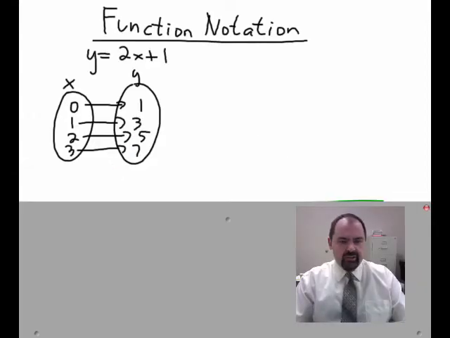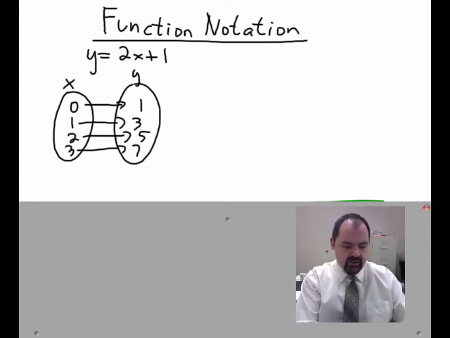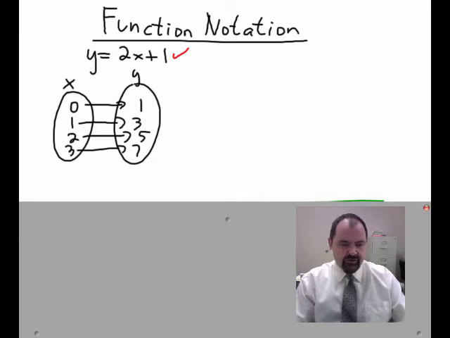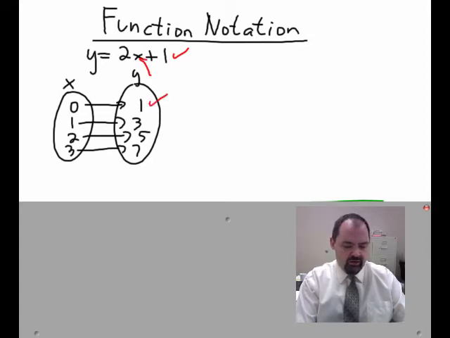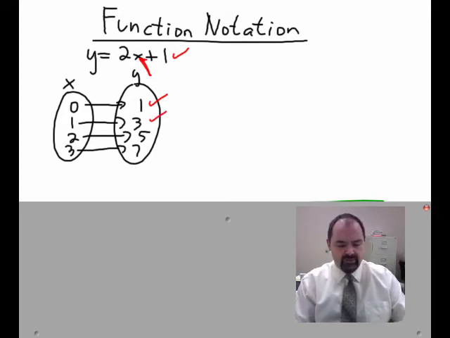Okay, next we're going to look at something called function notation. To begin with something you're familiar with, if I have an equation, a relation in equation form, I can translate that into a table or an arrow diagram. So for example, if my input was 0, 2 times 0 plus 1, my output is 1. If my input was 1, my output would be 3, and so on. Alright, so you're familiar with that typical notation.